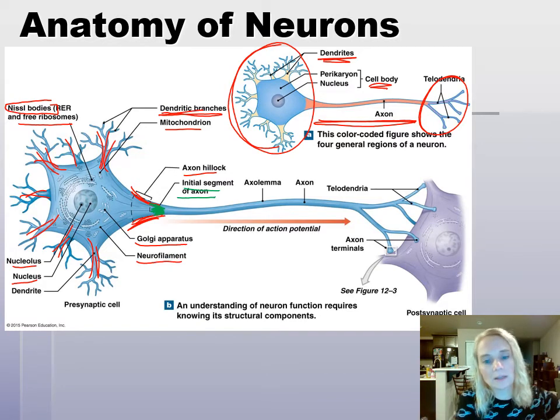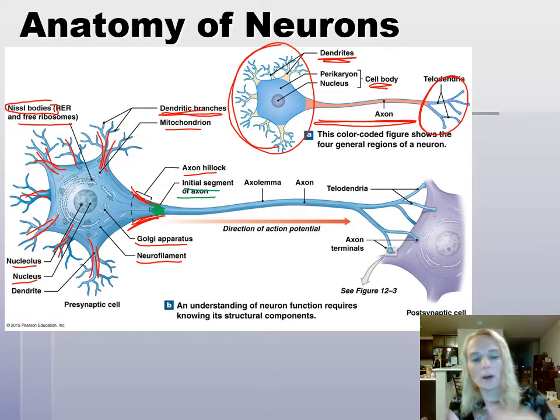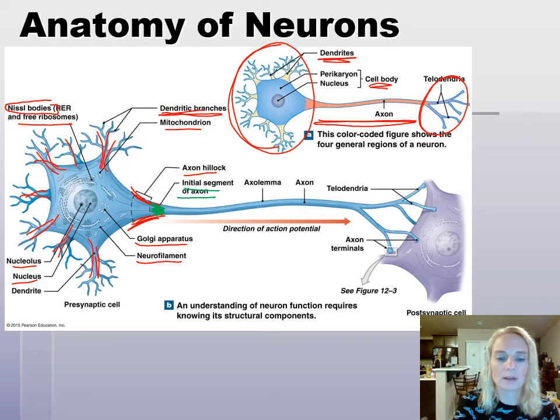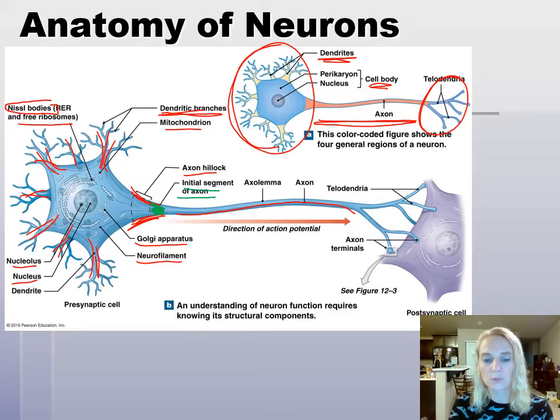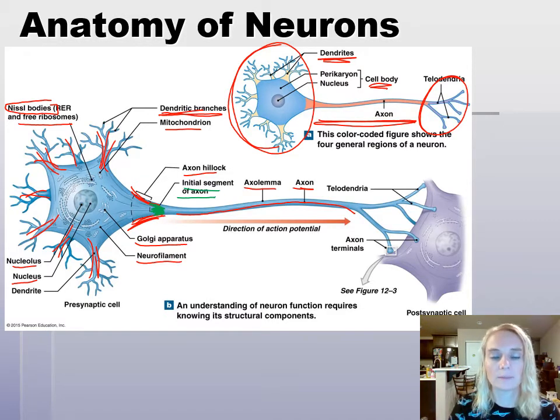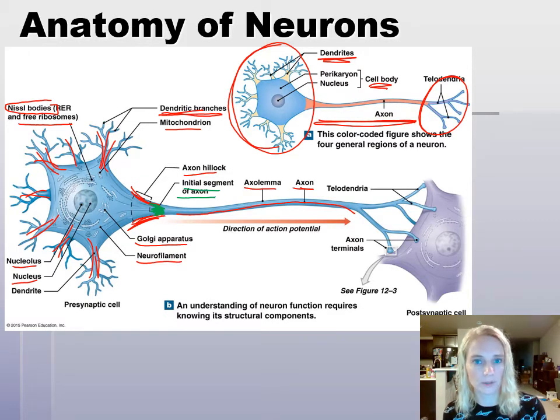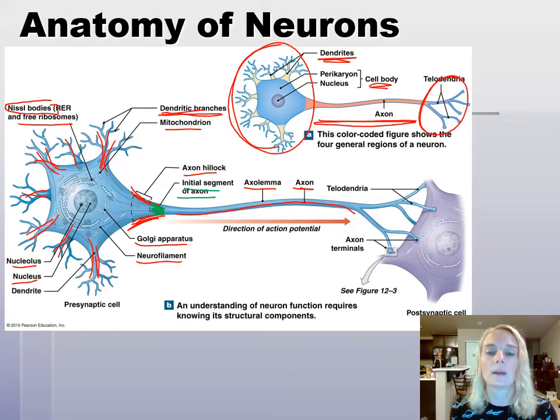Okay, so we have the axon hillock coming off of the cell body. We have our initial segment of the axon, and then we have the entire length of the axon. It goes all the way down until it starts branching. So this is what we call the axon. The plasma membrane that covers the axon is just called the axolemma, kind of like we had the sarcolemma for the muscle fiber plasma membrane. Okay, so that's the middle part.